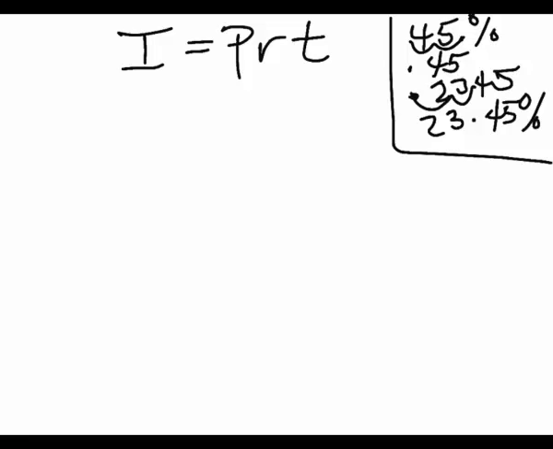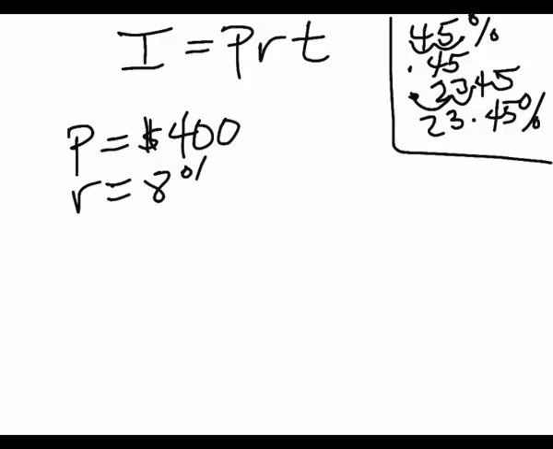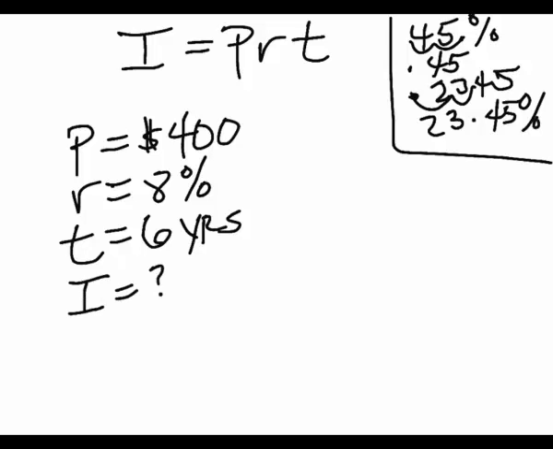Okay, so let's say that I told you I want you to use the formula for simple interest to find a given value. P is $400. R is 8%. T is 6 years. And I want you to find I. Well, that's cool. We're just going to substitute everything in, but I want you to go through a checklist. P is in dollars. Awesome.